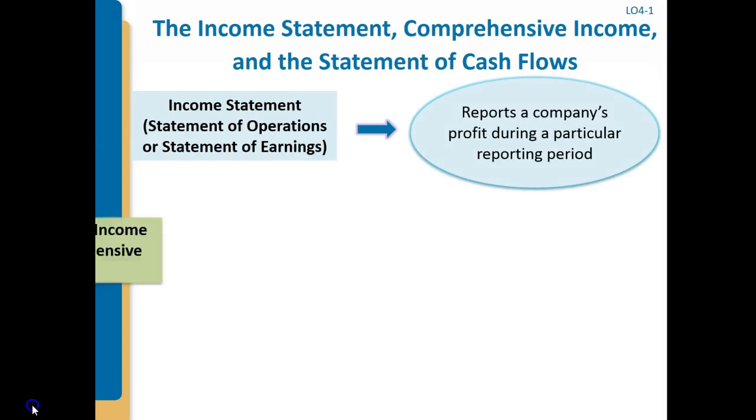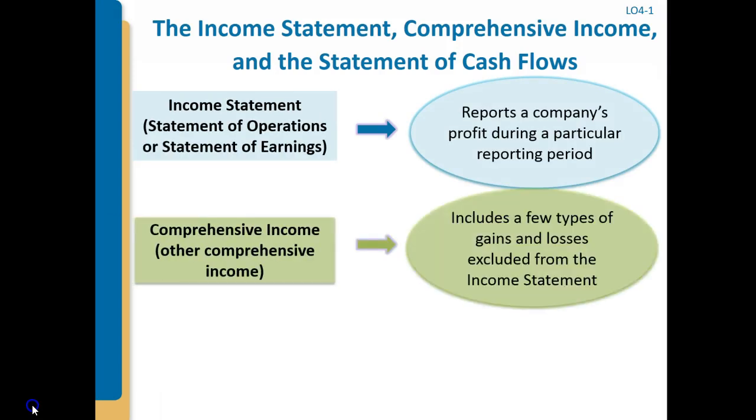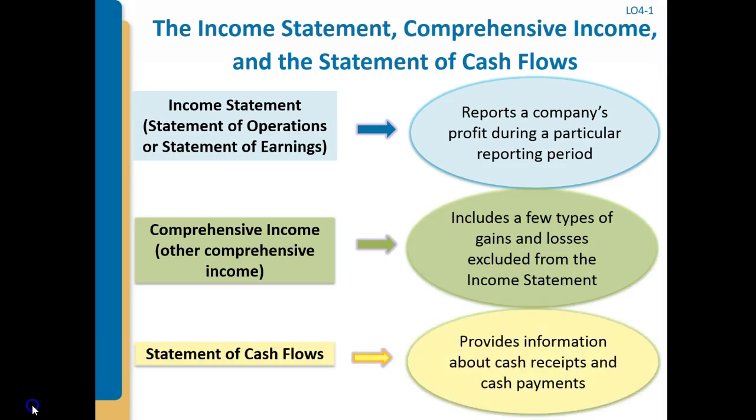So the income statement reports a company's profits during a particular reporting period. Profits equal revenues and gains minus expenses and losses. So a few types of gains and losses are excluded from the income statement but are included in a broader concept of comprehensive income. We refer to these other gains and losses as other comprehensive income.